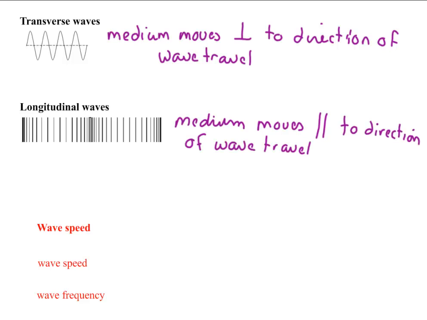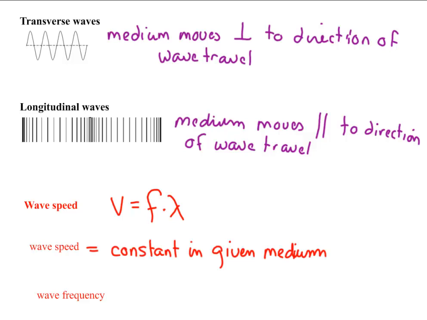Let's take a look at some equations involving the parts of a wave. Wave speed: we talked about the fact that speed depends on what type of wave I have and what type of medium I have. The equation for wave speed you have likely seen perhaps in chemistry, where the velocity or the speed of the wave is equal to its frequency times its wavelength, v = fλ. For one wave traveling through a specific medium, its speed will be constant. If I change the medium, what I find is that the speed may change.